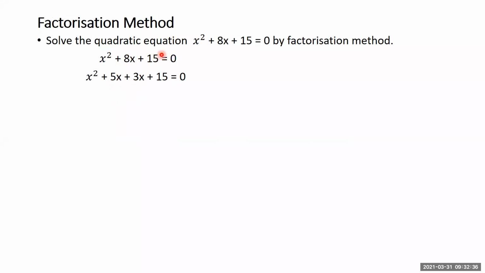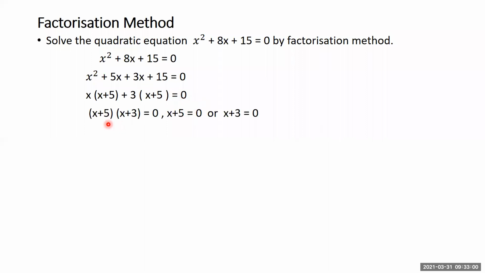15 means 5 threes are 15, you are getting, correct? So all plus signs, you need not worry about the signs. Instead of this 8x, you write 5x plus 3x, and now it becomes 4 terms. For these 2 terms, x is common, you take x common outside, and the remaining is x plus 5. For these 2 terms, 3 is common, you take 3 common outside, and then x plus 5 equal to 0. Then x plus 5 into x plus 3, that means x plus 5 is common, take it outside. The remaining x plus 3 you write over here.